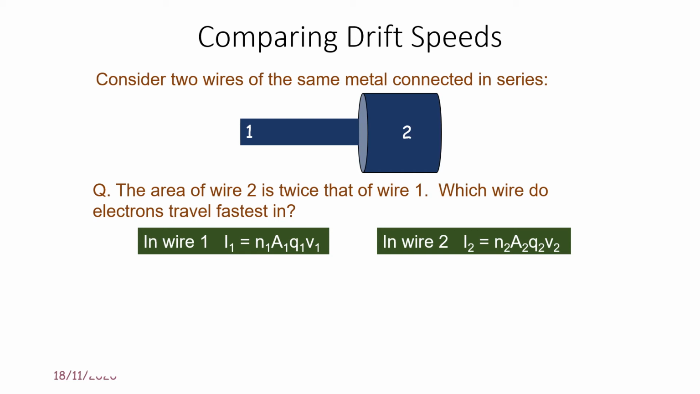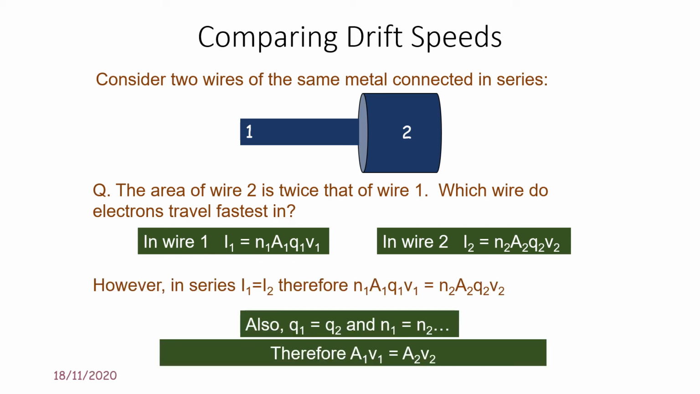So I1 equals I2, the current through material 1 equals the current through material 2. We can write the equation I1 equals nA1Q1V1 and I2 equals nA2Q2V2. So because I1 equals I2, we can make those two equations equal to each other, and we can do some cancelling because Q is a common value and so is n if it is the same material. And we cancel that down to A1V1 equals A2V2.